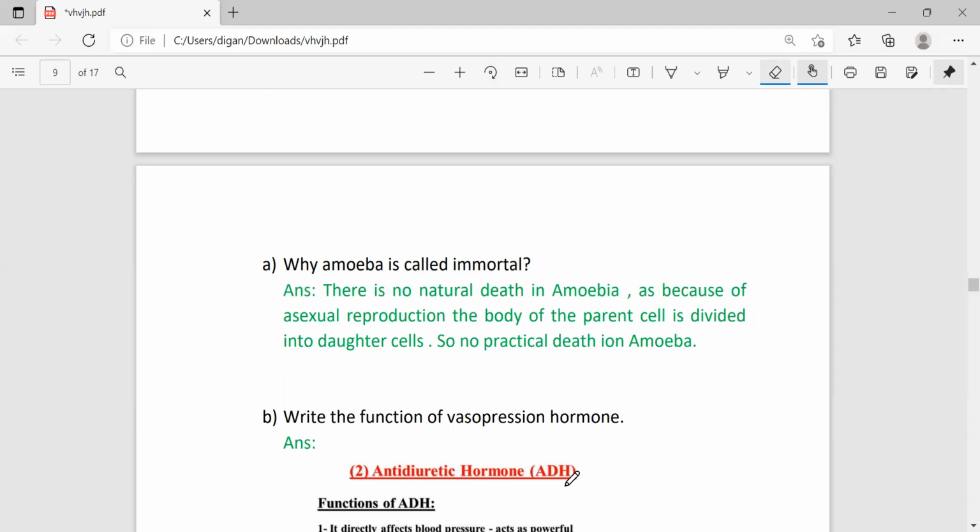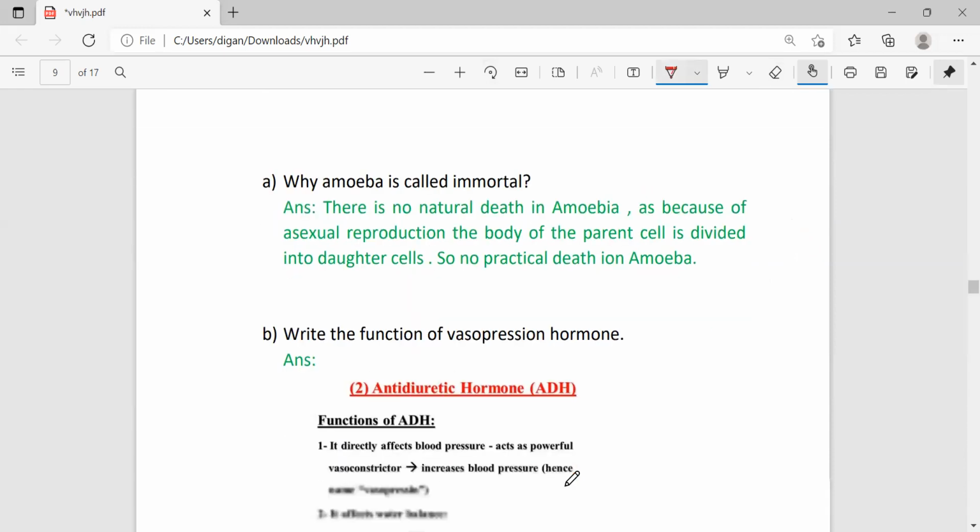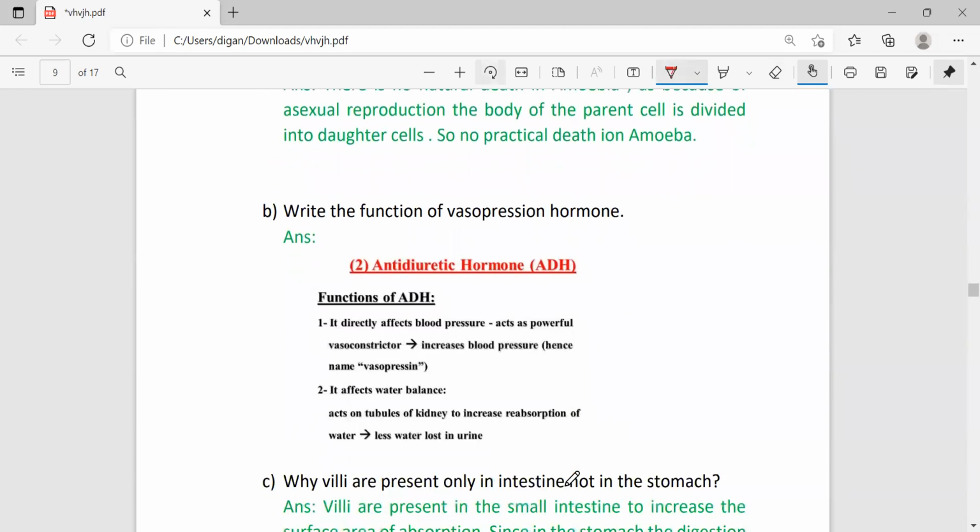Just a minute. Yeah, next come to the next question. Write the function of vasopressin hormone. It is also known as antidiuretic hormone, ADH for short, and these are the functions. So you take the screenshot.